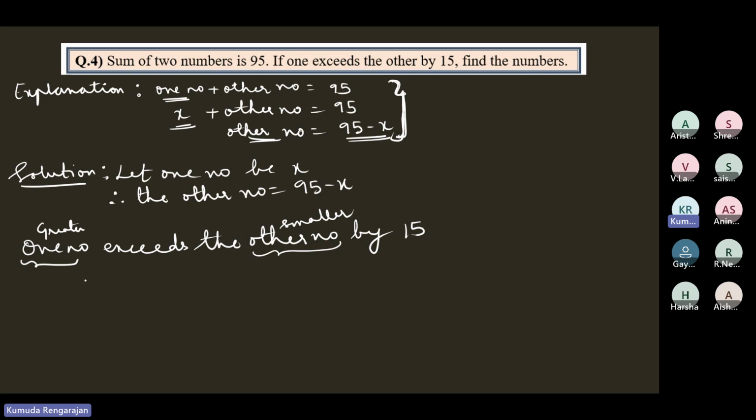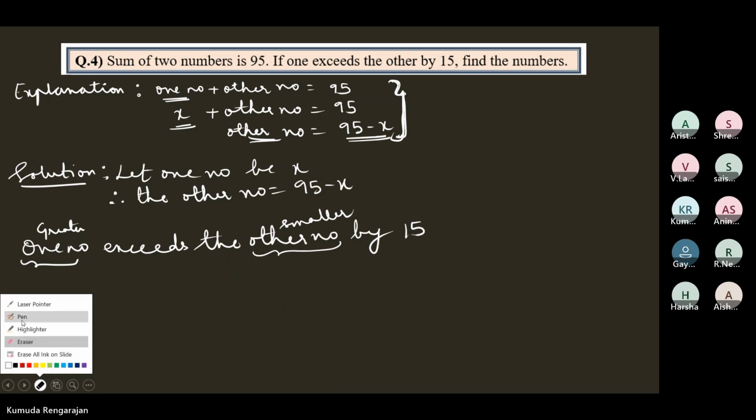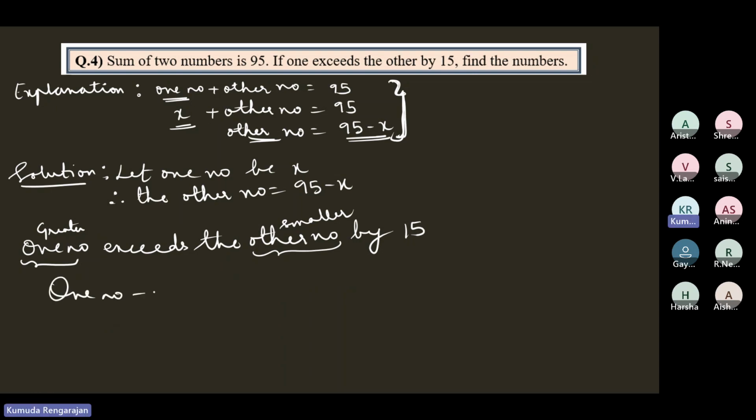So you'll have to write the greater number first. The greater number minus the smaller number is equal to 15. What's the greater number? One number is the greater number. So x. Or you can write straight away one number minus the other number is equal to 15. So what is one number? x minus the other number, 95 minus x, is equal to 15. So x minus 95, minus into minus is plus x, is equal to 15.